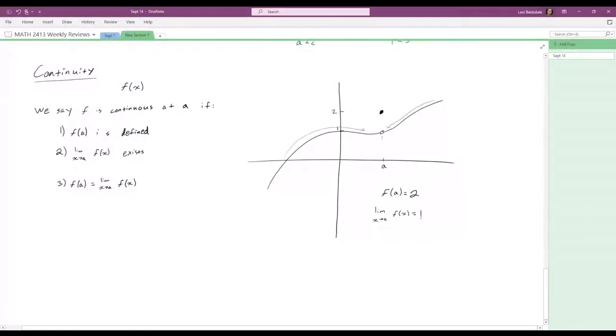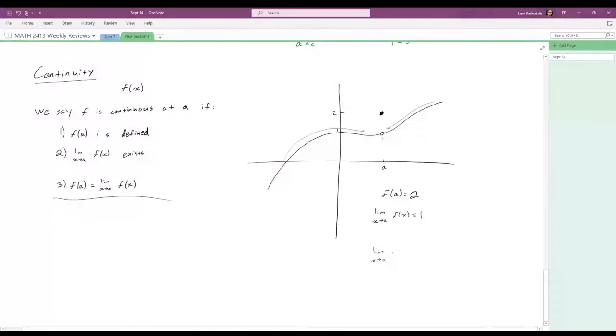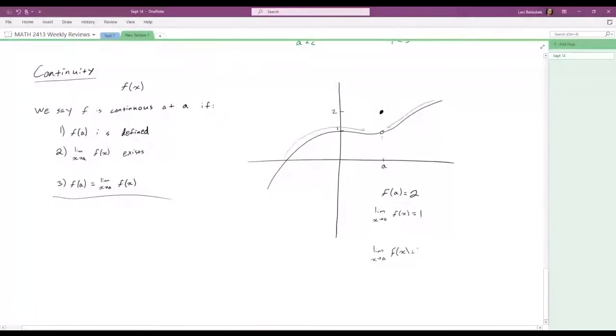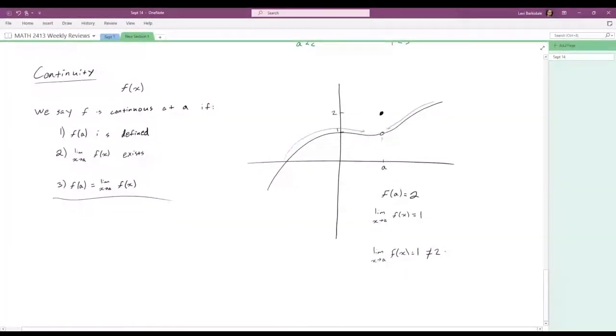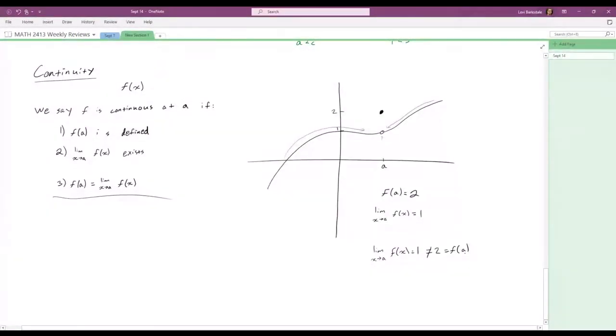So in this case, we can see it's discontinuous because of our third property. The limit as x approaches a of f of x is equal to 1, and that is not the same as 2. So in this case, it would be discontinuous because it violates the third property.